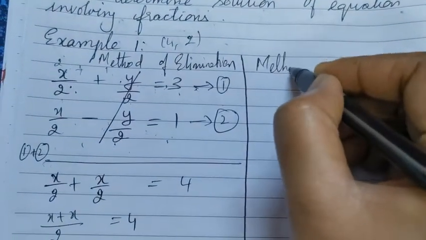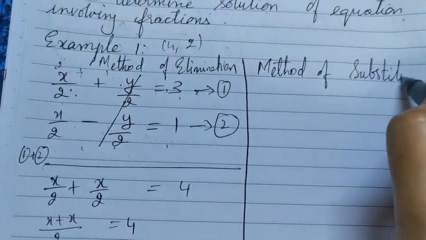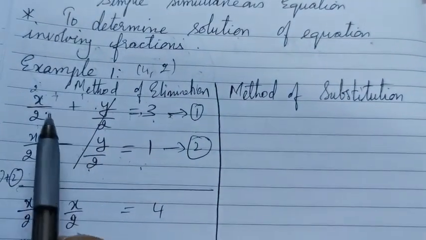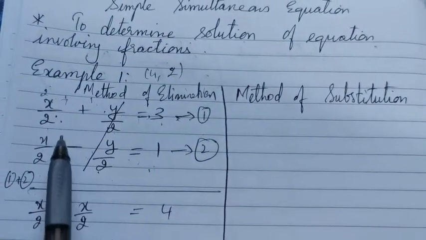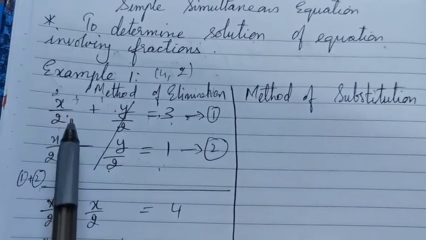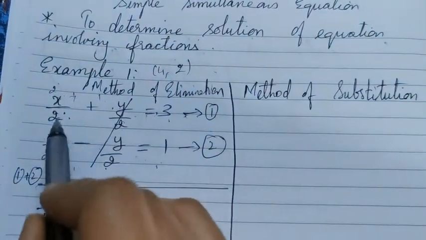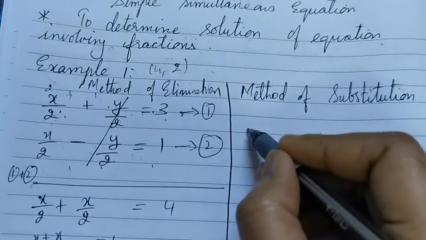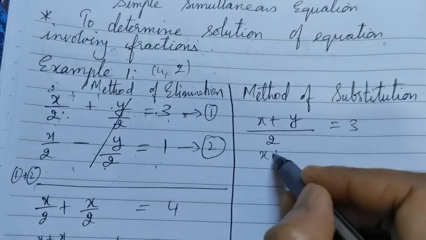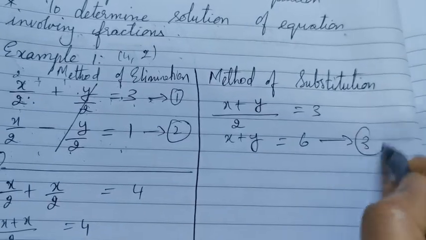Now we will try the same question using the method of substitution. For the method of substitution, we need to find the value of x or the value of y. For that, the first equation and second equation, which are in the form of fractions, we will take the LCM and remove the fractions. For example, here x by 2 plus y by 2, the LCM is 2. So x plus y is equal to 3 into 2, which is 6. This is a new equation which we got.